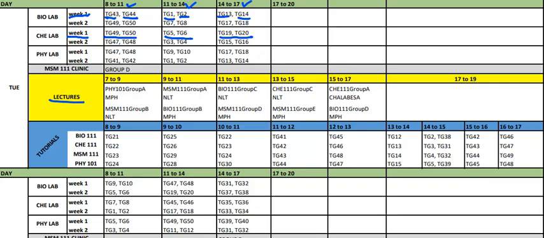Then coming to lectures, the same concept. From 9 to 10, these guys will be having a lecture. So from 7 to 9, Group A will be having a lecture. From 9 to 10, Group A will be having a lecture. From 11 to 13, Group C is having a lecture from the NLT, New Lecture Theatre. And then Group A again, Group A is having quite a number of lectures.